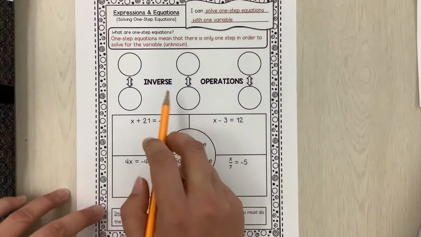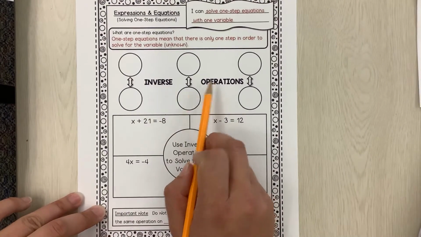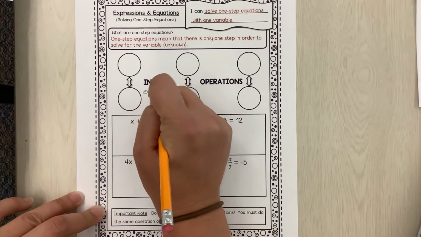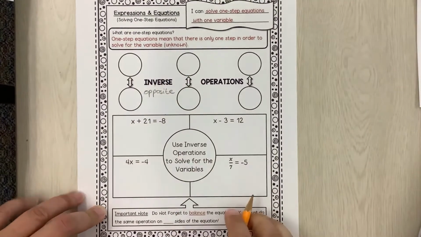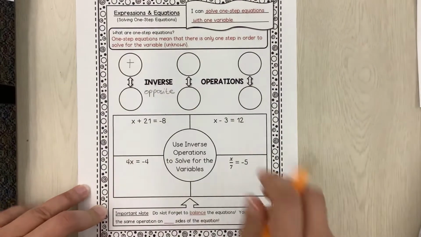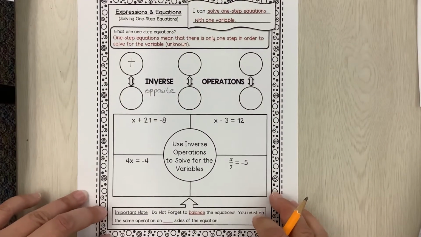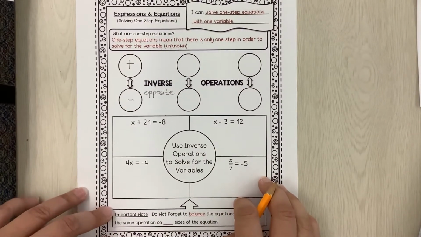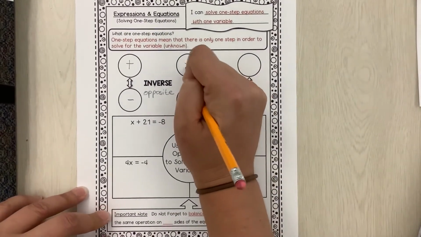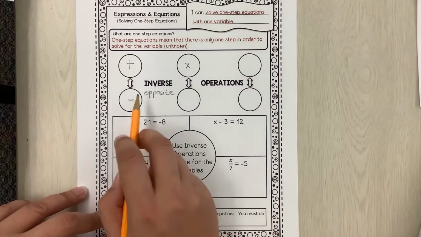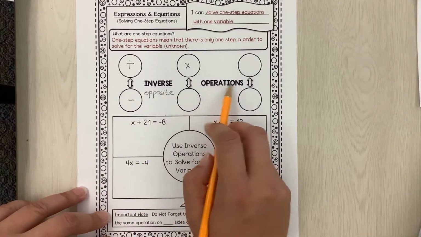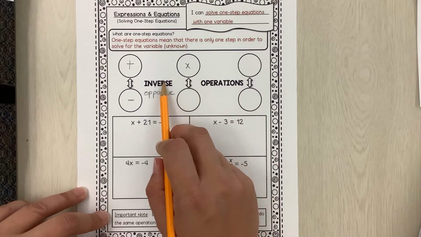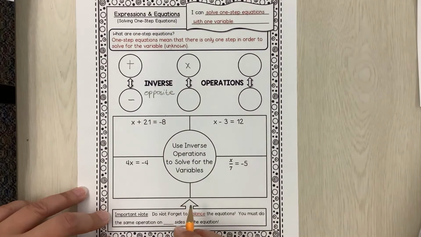And the way to do that is to do inverse operations. Inverse means opposite. Okay, so if I had addition, what's the opposite of addition? Well, I hope that you were able to say subtraction. How about if I had multiplication? What's the opposite or inverse operation? Remember, operations is add, subtract, multiply, divide, okay? What's the opposite inverse operation of multiplication?